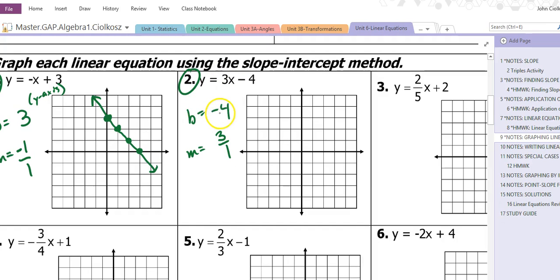So first I plot b, that's at negative 4, so on the y-axis, 1, 2, 3, 4, so it's negative 4. Now it's 3 over 1, so positive means up, positive means right. So I'm going to go up 3, right 1. 1, 2, 3, 1. So I can get another one even, 1, 2, 3, 1. And again, you may not always be able to fit that many points, but the more the better.